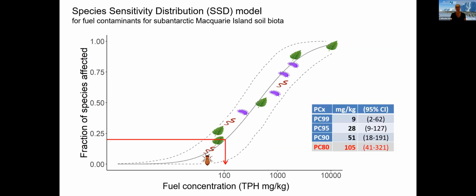From this model curve, we can then determine protective concentrations at different levels. Shown here in red, we have the PC80, and this is of relevance to our remediated sites in disturbed environments within the station limits. So this then becomes our sort of magic number that can answer the question, how clean is clean enough to protect biological soil communities at the site? And this number becomes our remediation target.